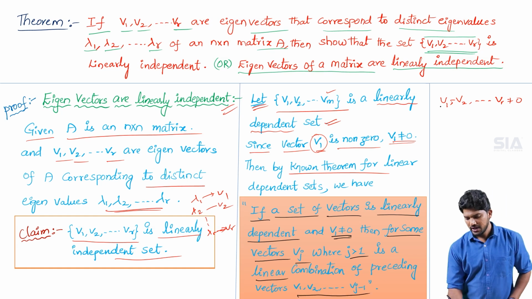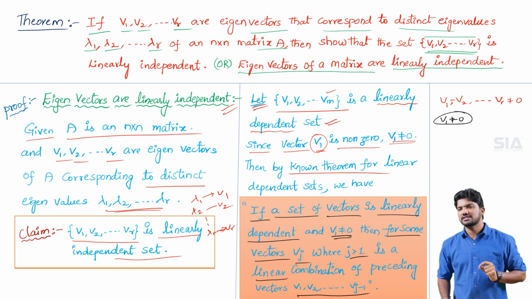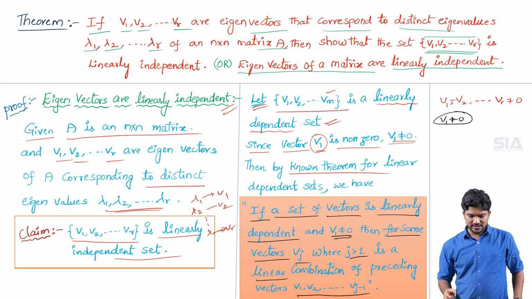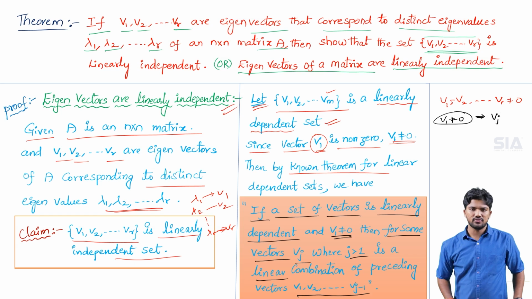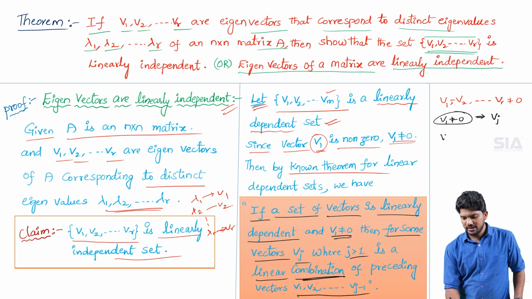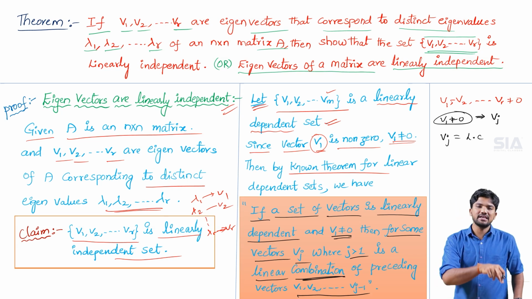Whenever you take v1, the first vector, not equal to 0, why? Because at least one vector should be non-zero; then only can you say it is a linearly dependent set. v1 not equal to 0 means its coefficient, the scalar value, is also not equal to 0. At least one vector is not equal to 0. Then for some vector v suffix j from the set of vectors, that vector can be written as a linear combination of its preceding vectors.